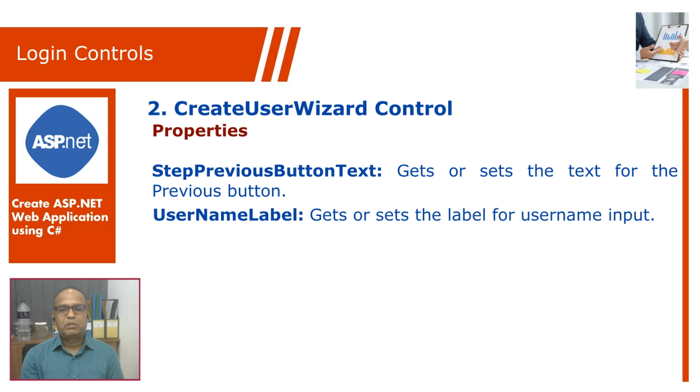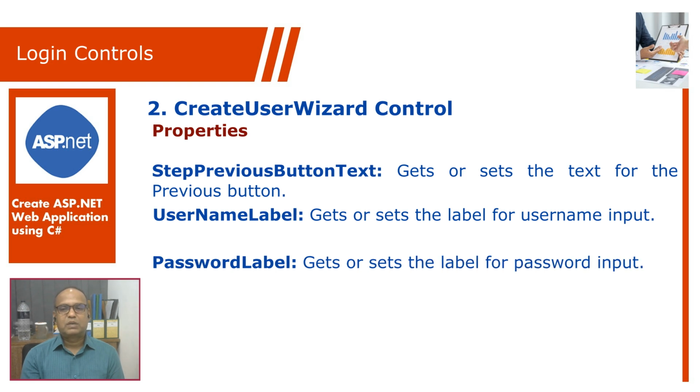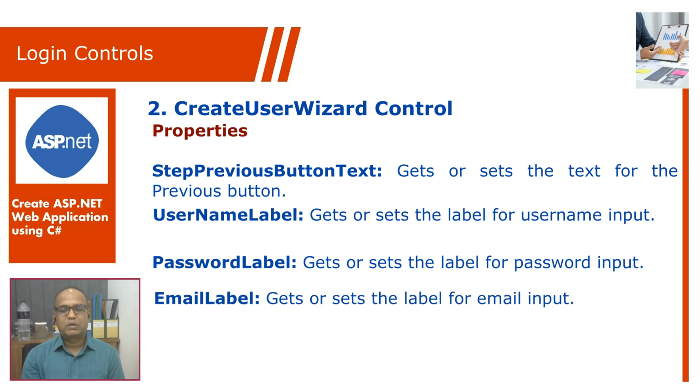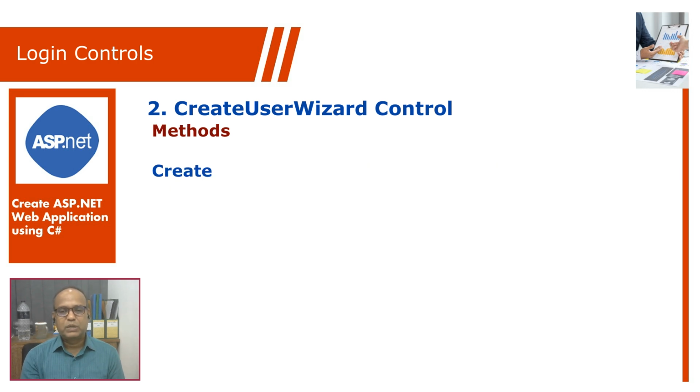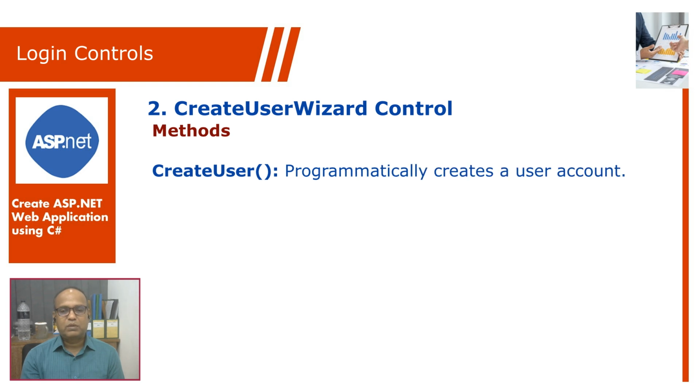Username label. Gets or sets the label for username input. Password label. Gets or sets the label for password input. Email label. Gets or sets the label for email input. Methods. Create user. Programmatically creates a user account. Events.